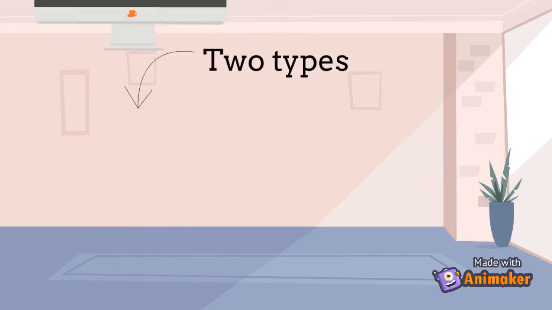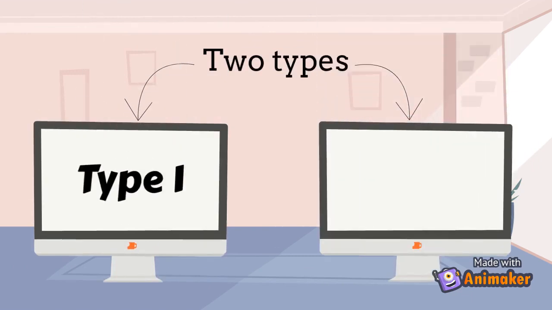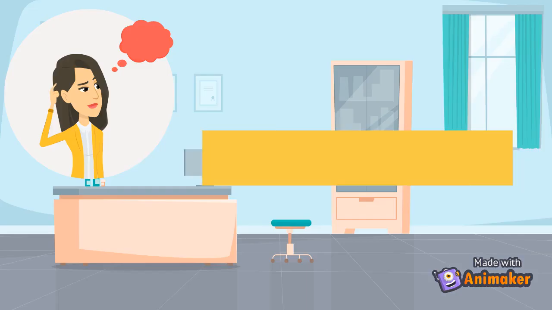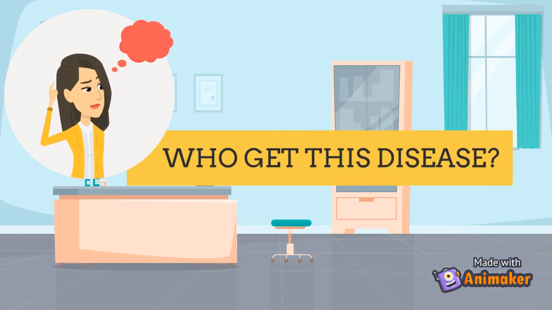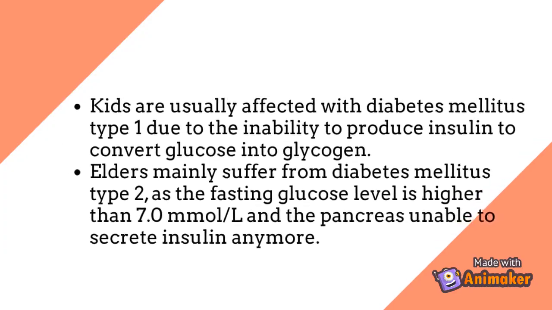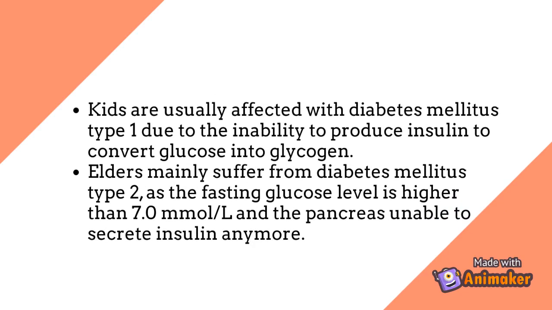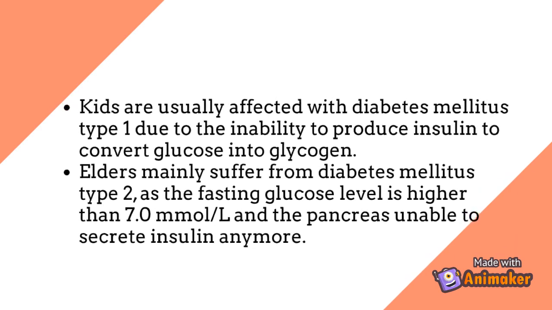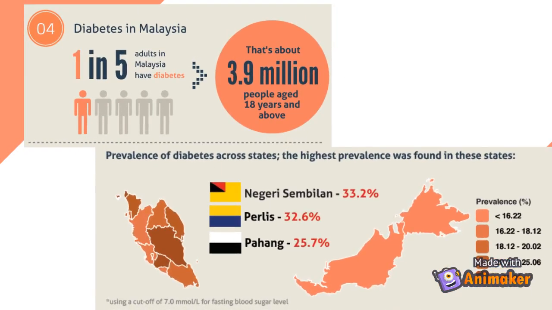Diabetes mellitus is divided into two types, type 1 and type 2. Who gets these diseases? Kids are usually affected by diabetes mellitus type 1 due to inability to produce insulin to convert glucose into glycogen. Elderly mainly suffer from diabetes mellitus type 2 due to high fasting glucose level, thus the pancreas is unable to secrete insulin anymore. Facts on diabetes in Malaysia.